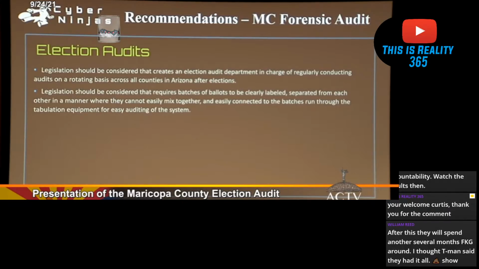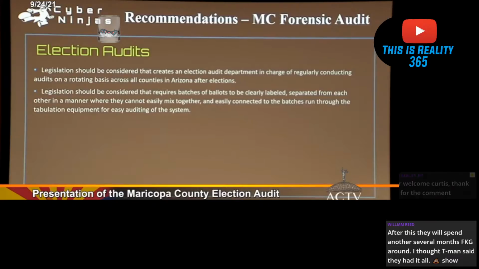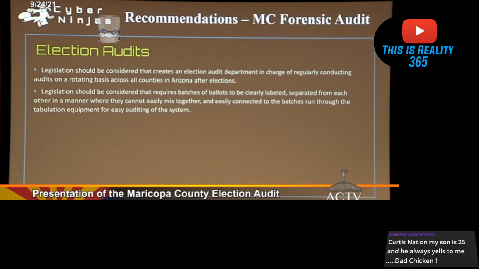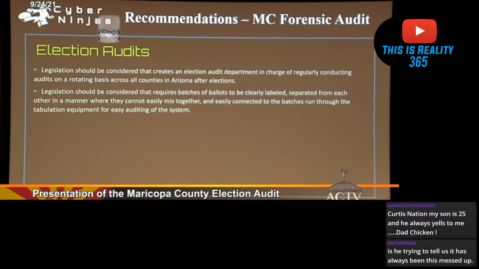Legislation should be considered that requires batches of ballots to be clearly labeled, separated from each other in a manner that cannot easily mix together, and easily connected to the batches run through the tabulation equipment. There were a lot of hoops we had to jump through to even connect a box of ballots to what was run through the software in order to match those two up. And that is something that should be simple to do, again, because it facilitates audits, and those audits facilitate accountability.